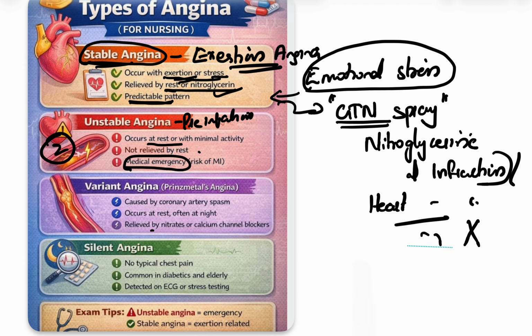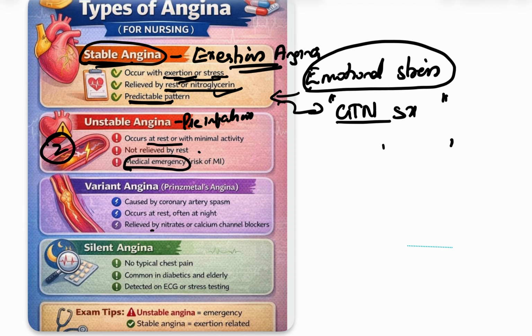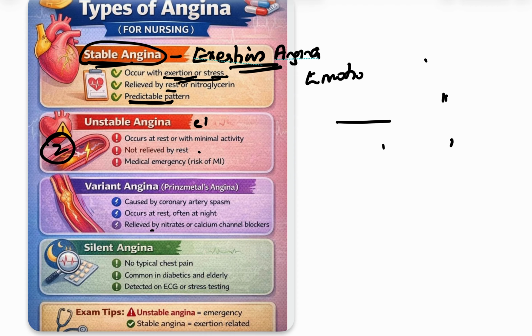Now we move to the variant angina. It is the third type of angina, and the variant angina is also known as Prince-Metal's angina. See the Prince-Metal's name. One of the question papers has asked a question: among the options given below, what is the symptom of the Prince-Metal angina? So when you see a question like that, you should remember that Prince-Metal angina is another name of variant angina, and this variant angina or Prince-Metal angina has one more name.